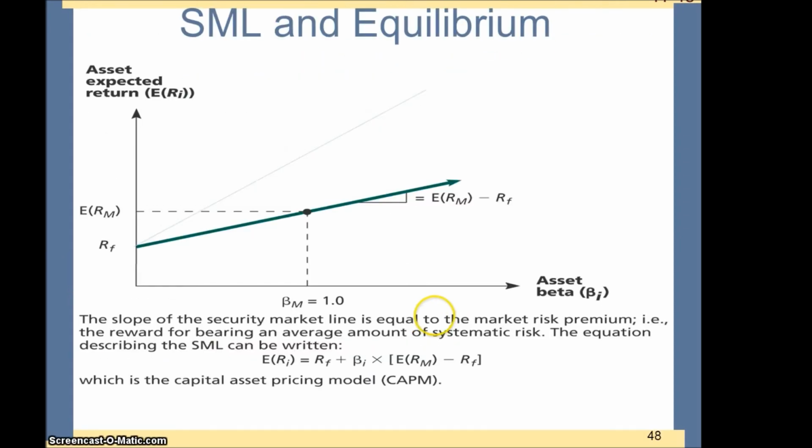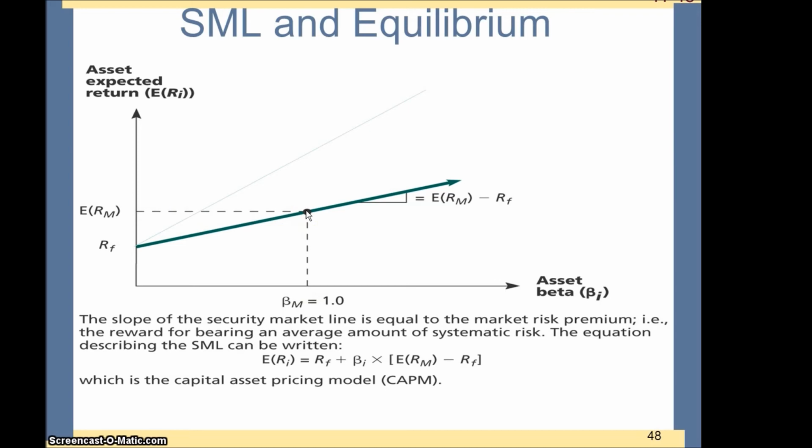Okay, let's take a look at this diagram. There are two lines here. What do we call this line? SML line. This shows the relationship between market risk and expected return. Market risk is measured by the beta. When the beta equals 1, you get this reward.